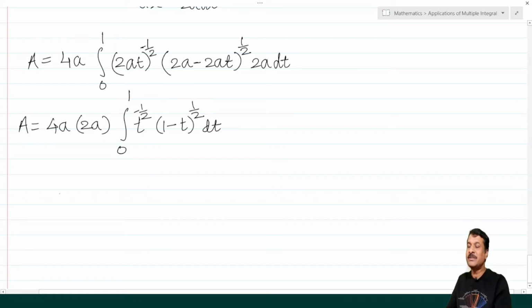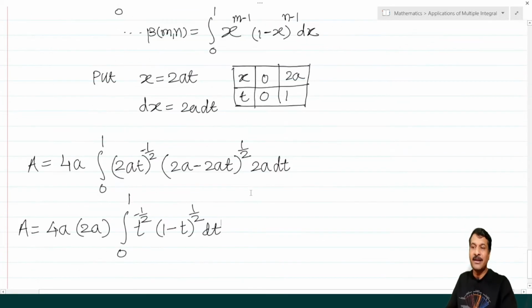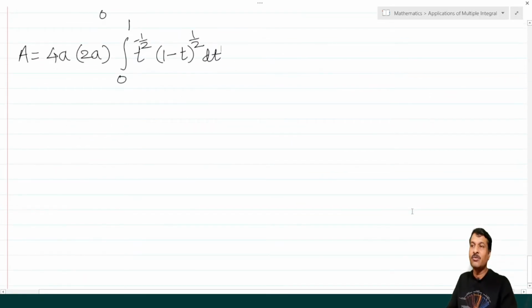So by using the beta function, I can write power plus 1 and power plus 1. Note that I already said that you must know how to trace the curve, means curve tracing, how to decide the limits, means double integration, and third thing is beta and gamma functions. So area equal to 8a square, and here beta of power plus 1, means minus half plus 1 is half, and half plus 1 means 3 by 2.